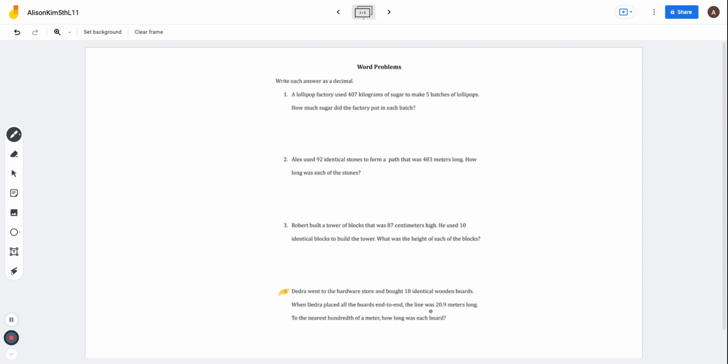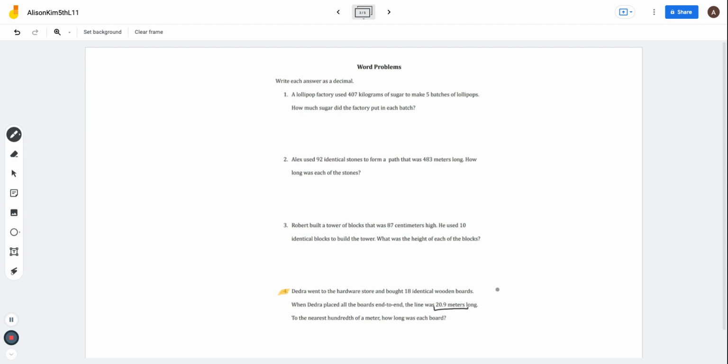So we know that each board was 20.9 meters long, right? And I'm sorry, the whole line, when put end to end, was 20.9 meters long. So that's going to be your total length. But we know that Dedra bought 18 identical wooden boards, right? So we need to find out how long each board was, and we know that in total it was 20.9, but Dedra bought 18, and to find 1, we would divide the total length by the number of wooden boards we have.